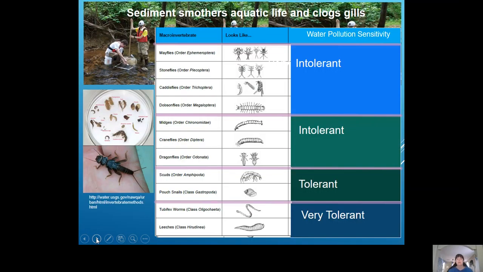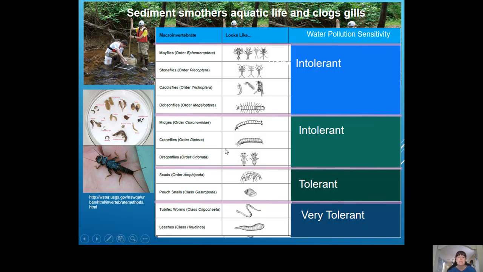So this is a great table that you'll probably see again on a test or quiz or a lab or something. When talking about different types of insects, these are specific macroinvertebrates that represent pollution sensitivity. So if you see mayflies, they are extremely intolerant. What that means is they are only found in very clean, pristine water supplies. Tubifex worms and leeches, they can live in pretty much any type of polluted environment. So we say that they are very tolerant to pollution.